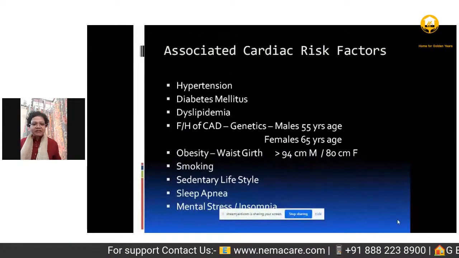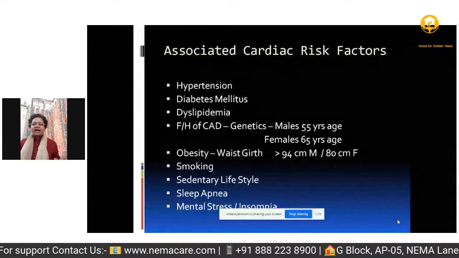We can keep giving excuses that I can't walk, I have knee pains, I have this, I have that. But see, eventually, if you don't walk, all these problems will keep increasing. They will not decrease. So movements are very, very essential.